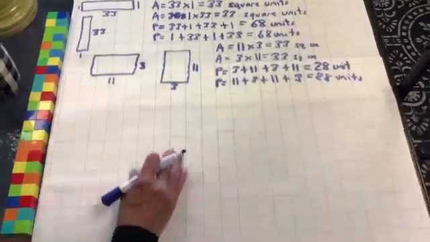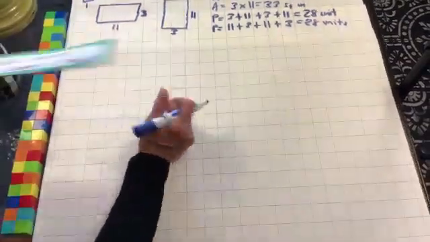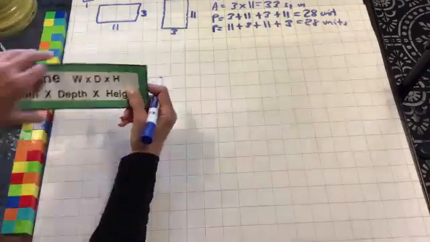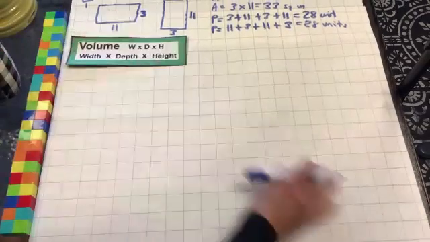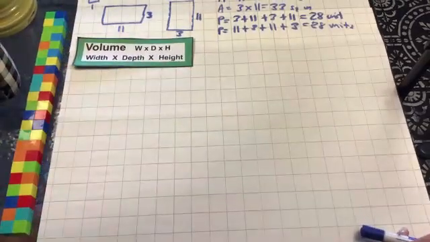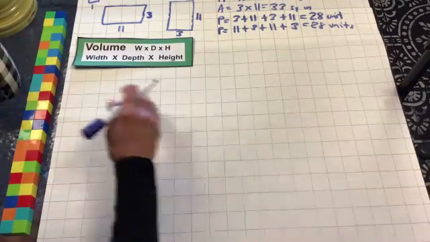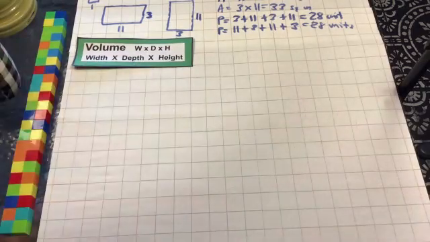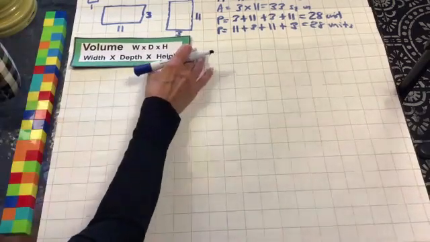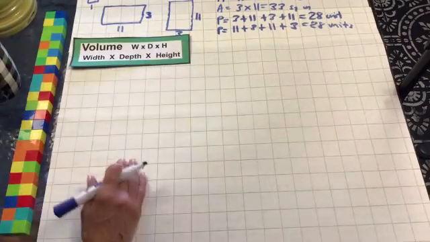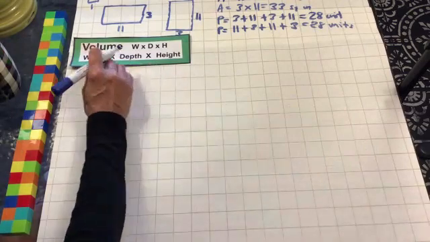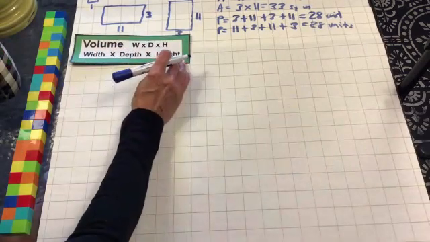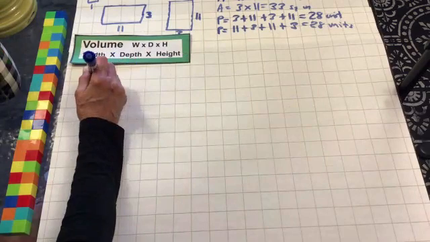So I'm going to move my paper all the way up for volume. And in volume, we know volume is 3-dimensional. So our area was 2-dimensional, width and length. Volume is 3-dimensional with depth and height. All right, so we're using 3-dimensional cubes. This is all about cubes. So let's start off with our first one. So we're going to draw it.